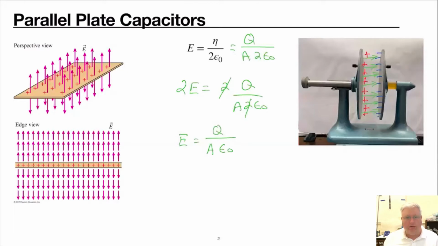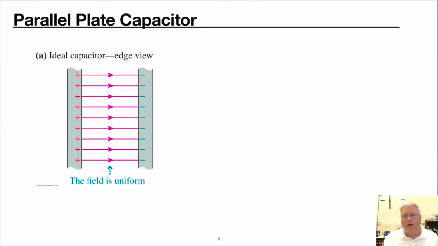So that's the electric field inside a parallel plate capacitor. Now, a parallel plate capacitor, like we see here, the plates are parallel, and so the field lines point from the positive plate to the negative plate, and those lines are parallel to each other, right? So what this effect does is it creates a uniform electric field between the plates.